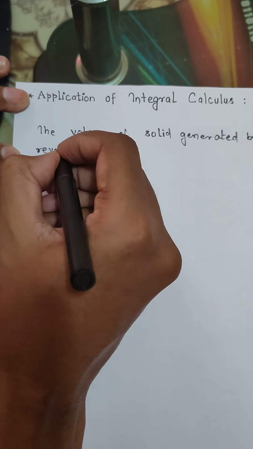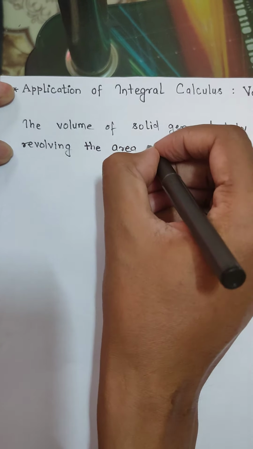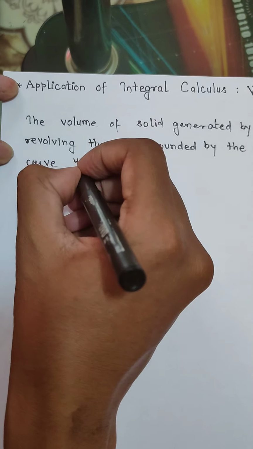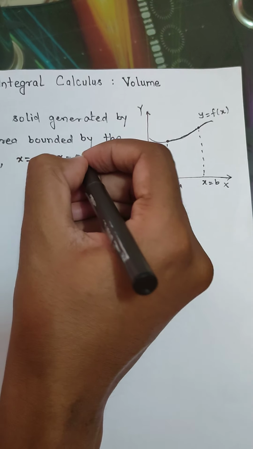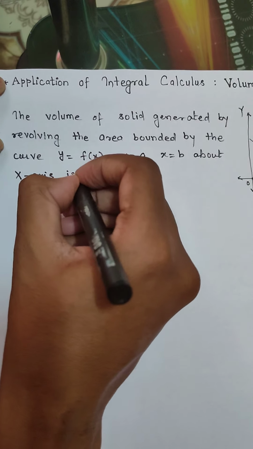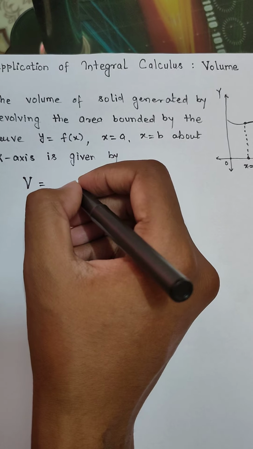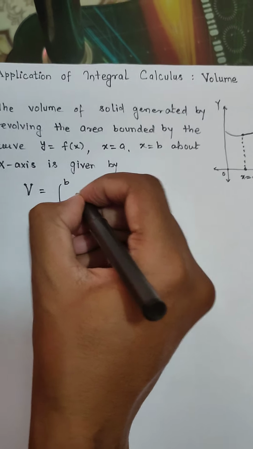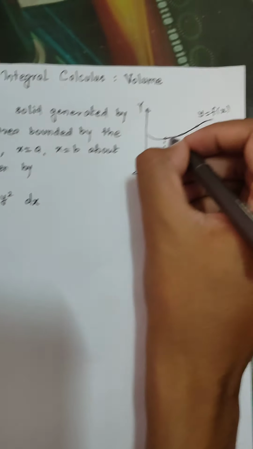generated by revolving the area bounded by the curve y is equal to f of x, x is equal to a, x is equal to b, about x-axis is given by volume V is equal to integration a to b pi y square dx.